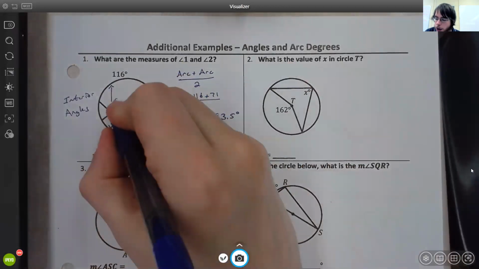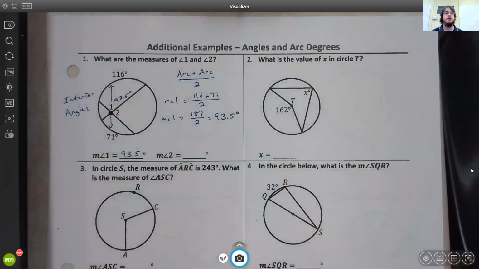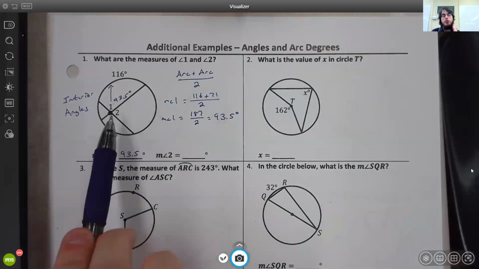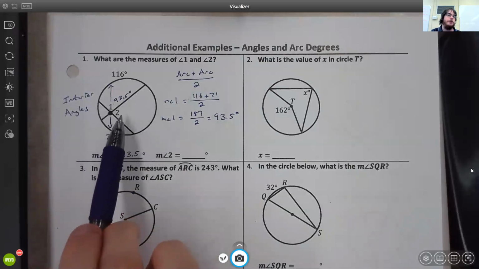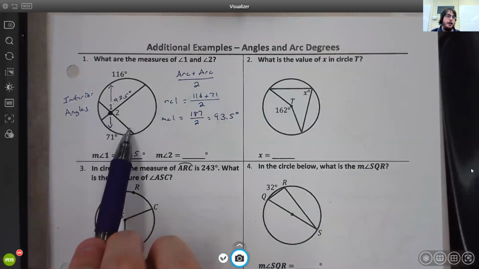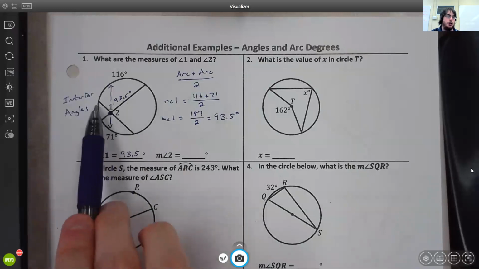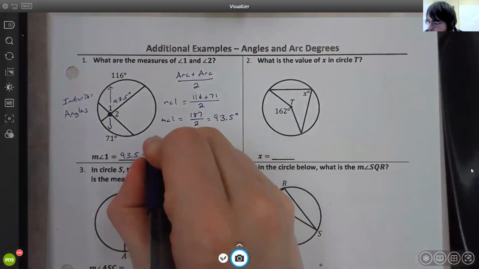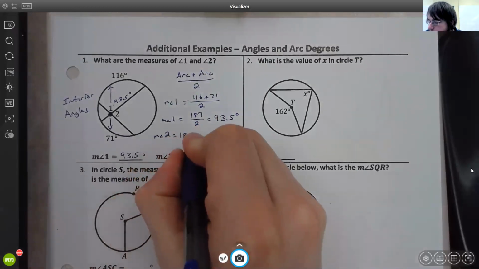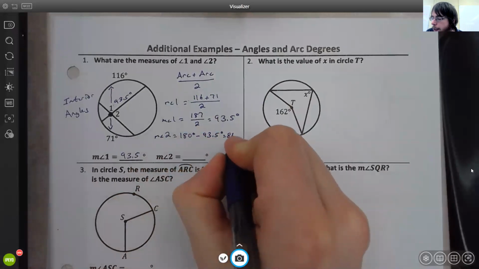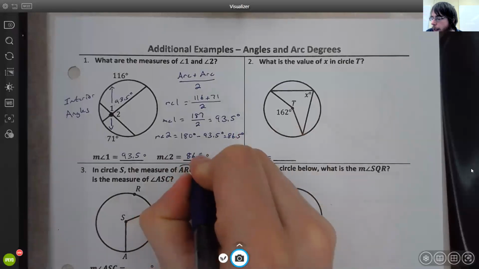Now that we have angle 1 to be 93.5 degrees, we need to use that to find angle 2. Angle 2 doesn't have any opposite arcs or anything like that, but we can use angle 1 to determine its value. If you look here, angle 1 and angle 2 are on the same line, which means that angles 1 and 2 are supplementary. They add up to 180 degrees. So to find the measure of angle 2, you take 180 and subtract angle 1, which is 93.5, and that gives you 86.5 degrees for angle 2.